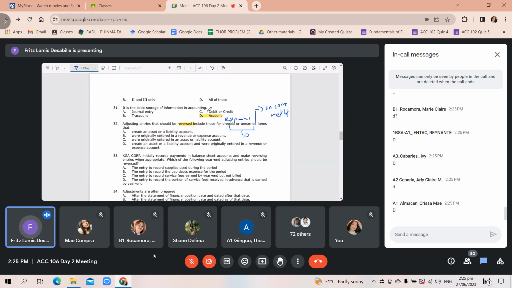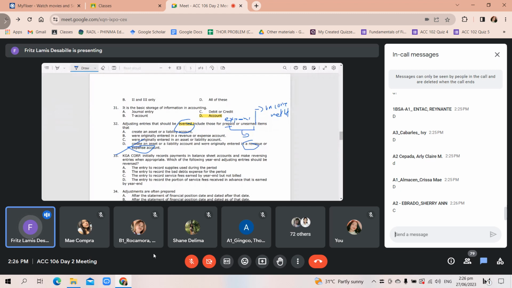So, asa man pinakorek ani? Again, adjusting entries that should be reversed for prepaid expenses recorded under the expense method and unearned revenue prepared under the income method or revenue method. So answer letter D. So again, please take note, only adjusting entries for unearned income under the income method and prepaid expenses under the expense method are subject to reversing entries.